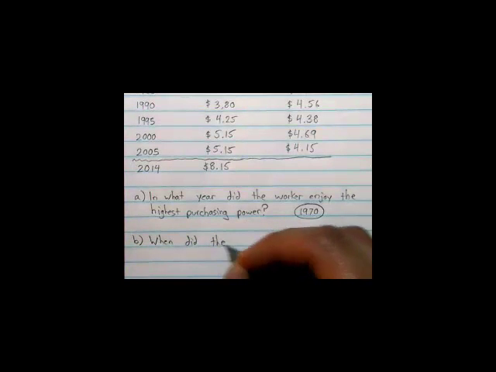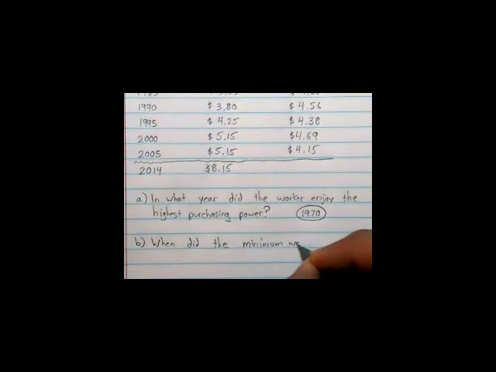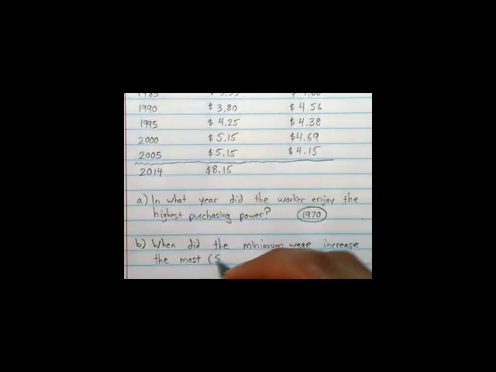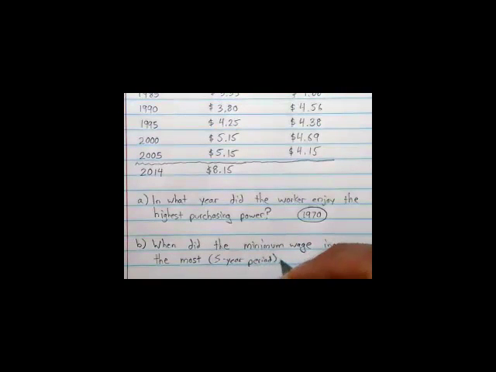When did the minimum wage increase the most? So between what period? For this one, you could look at the table and try and answer this question, or if you want to look at the graph and see if you can get the answer from there, you could do that as well. Between what 5-year period do we see the biggest jump in the minimum wage? Okay, so between what 2 years? Or, yeah, between what 5? Yeah, from 1975 to 1980. Okay.